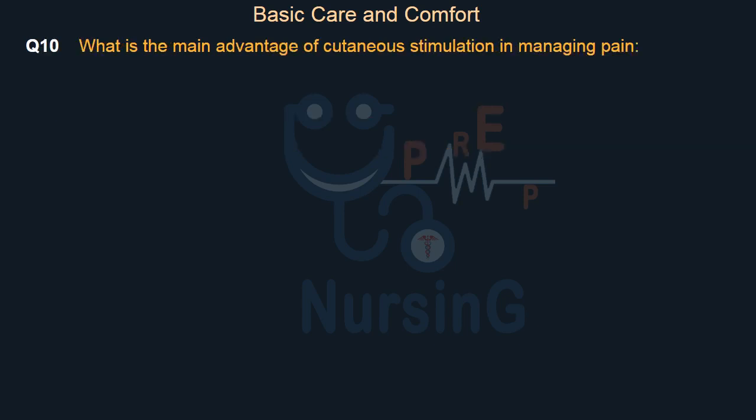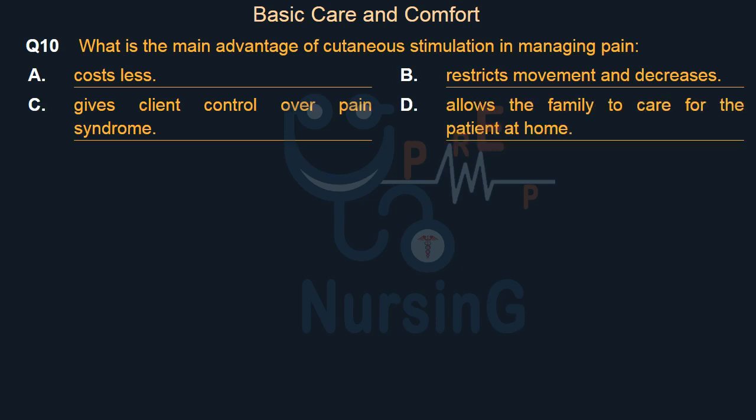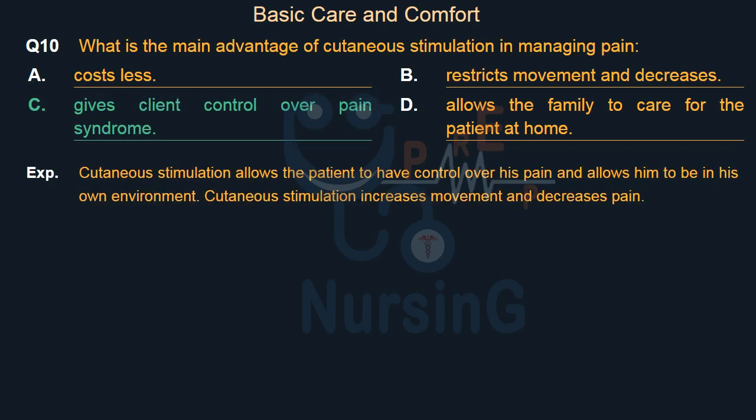What is the main advantage of cutaneous stimulation in managing pain? Option A, costs less. Option B, restricts movement and decreases pain. Option C, gives client control over pain syndrome. Option D, allows the family to care for the patient at home. Right answer is option C, gives client control over pain syndrome. Cutaneous stimulation allows the patient to have control over his pain and allows him to be in his own environment. Cutaneous stimulation increases movement and decreases pain.